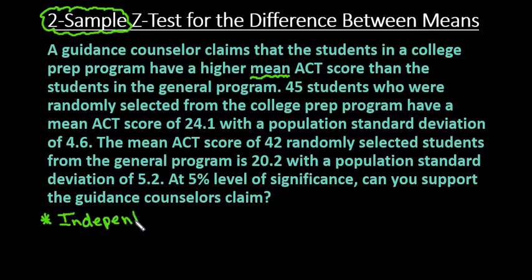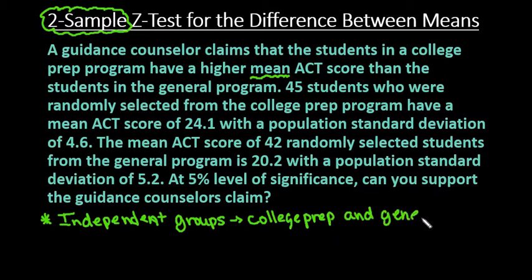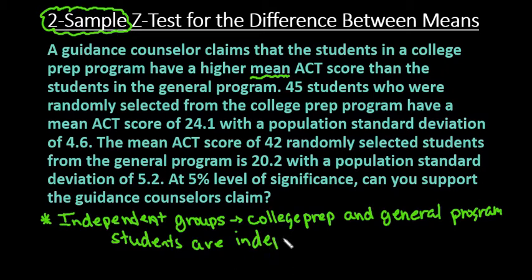Okay, and this would satisfy that condition. Sorry, my software is freezing. Independent groups. This is the college prep and general program students. Are independent. Okay, so if you're in one group, you're not going to be in the other group.